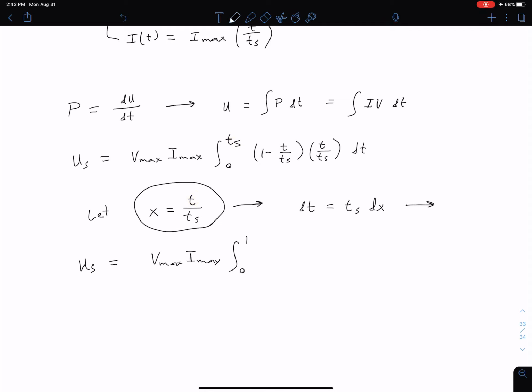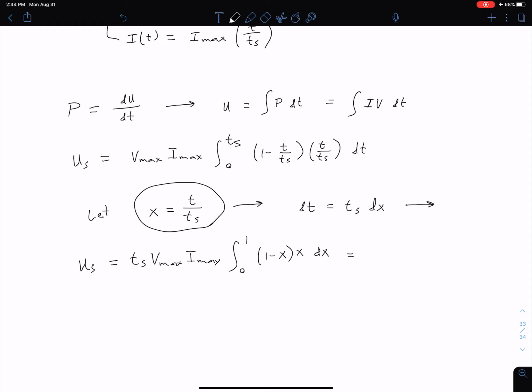And again, the t over Ts becomes x. So now we have 1 minus x times x, and this becomes dx, but we also have a Ts, which is going to be constant, so I can just pull that out front with our other constants, Ts. So now it's just a matter of doing that integration, and so I'll write down what that integrates to.